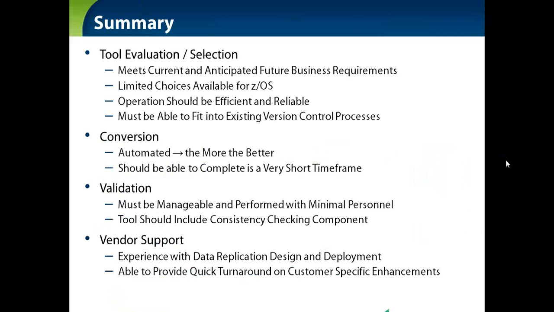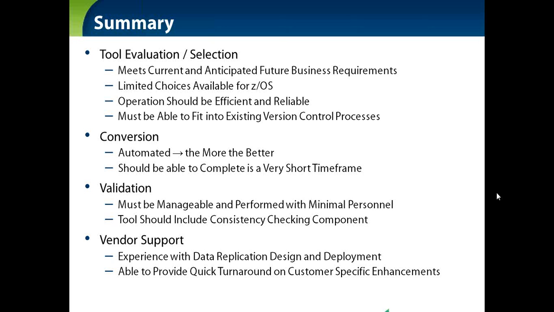Tool evaluation and selection. Make sure your tool meets your current and anticipated future business requirements. You want to be able to do it with one product, not multiple products. So it's like, well, we're doing replication, we're going to use product A. We're doing event publishing, let's use product B. We're populating Hadoop, let's use product C. Now, make sure that the tool you pick can handle all of them. As far as z/OS, limited choices available. You might have 3 or 4 in the world that can handle everything, if that. So choose carefully.